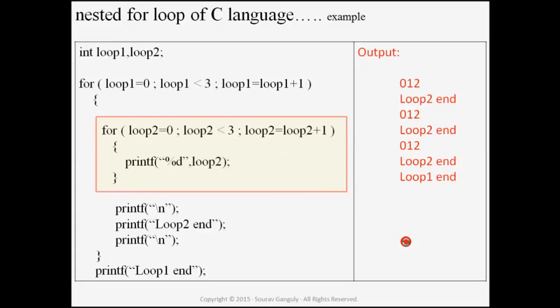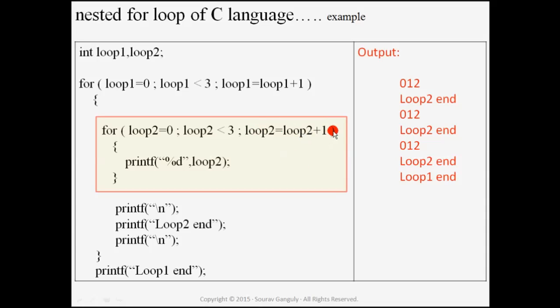Now let's discuss the example of the nested for loop. Loop 1 and loop 2 are two variables. We initialize loop 1 with 0, then check the condition 0 less than 3. This condition is true, so the cursor will directly come here. Initialize loop 2 with 0, 0 less than 3, this condition is true, and it will print the value of loop 2.